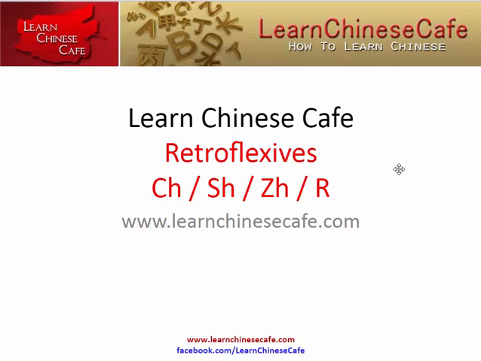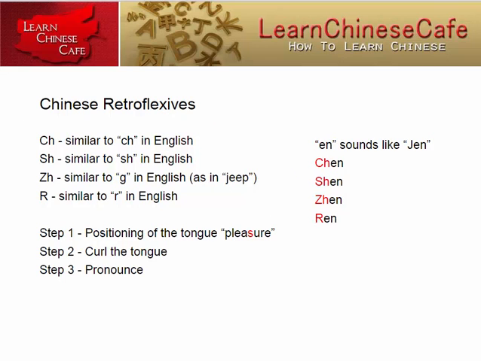In this video, we're going to take a quick look at retroflexives. In pinyin, the retroflexives are represented by CH, SH, ZH, and R. So, what is a retroflexive? Basically, retroflexive is a fancy linguistic term that refers to pronunciations that are made by curling the tongue. I think the definition is actually a little broader. It can include some other things as well, but for the Chinese language, it refers to curling the tongue.